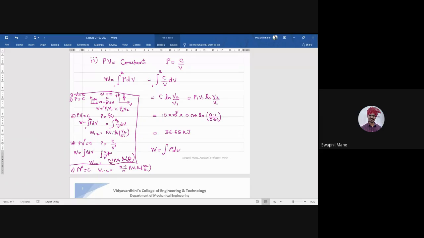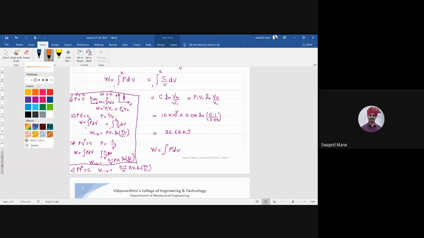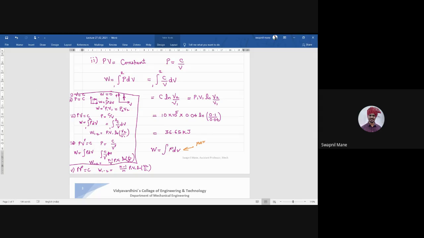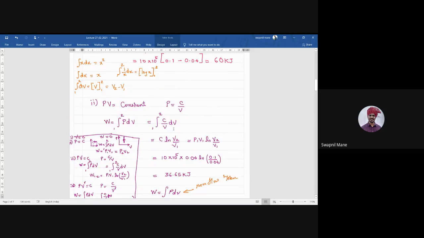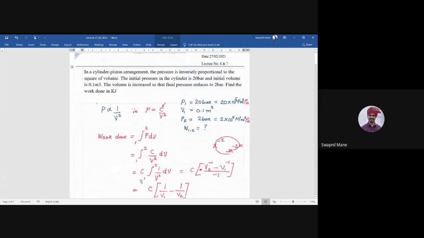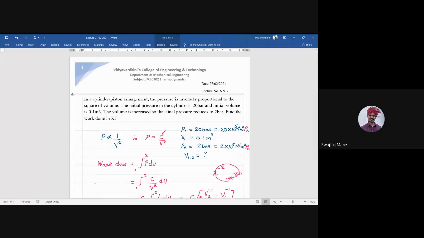For flow system, what is it for flow system? For flow system, there is an equation called the steady flow energy equation. This is only for non-flow system. How to identify it is a non-flow system? How to identify it is a non-flow system? From this. In a piston cylinder arrangement means what? It is this way.